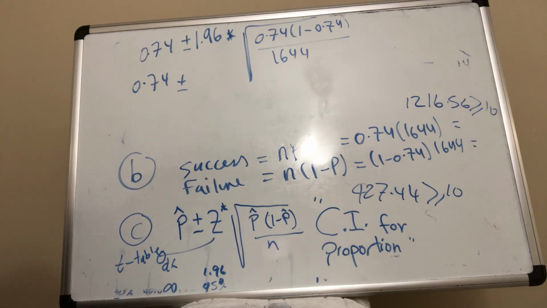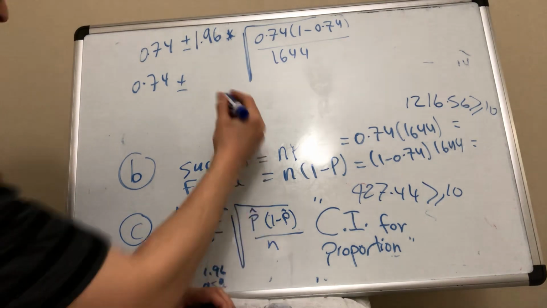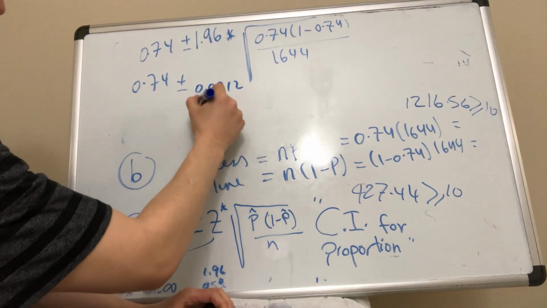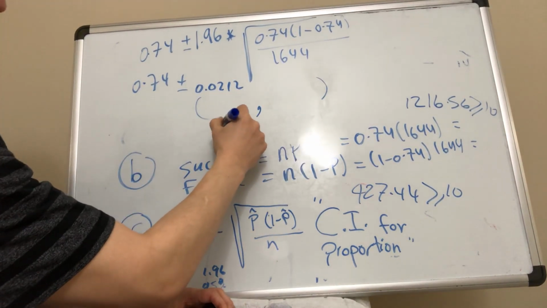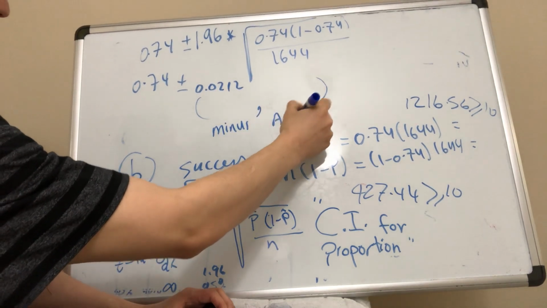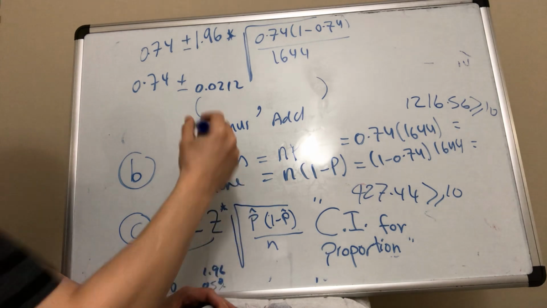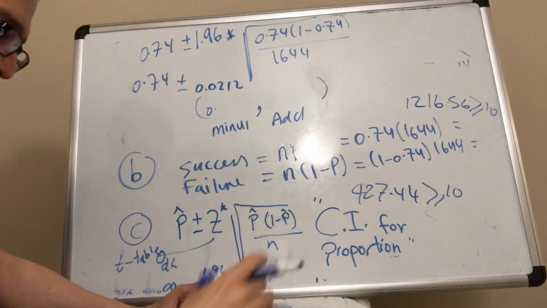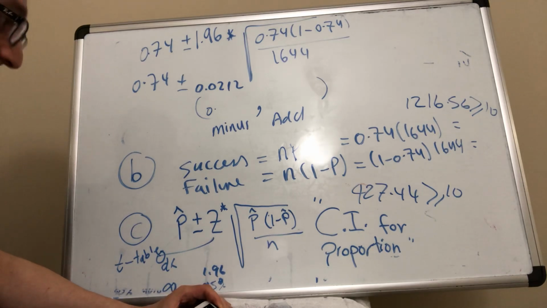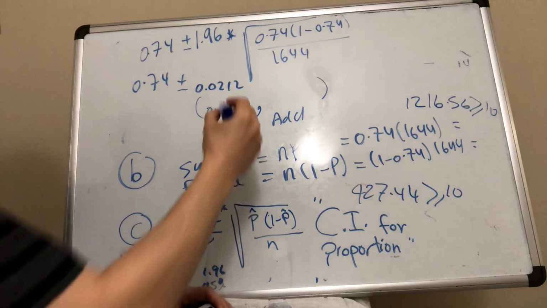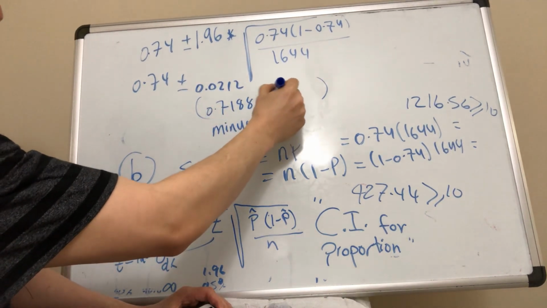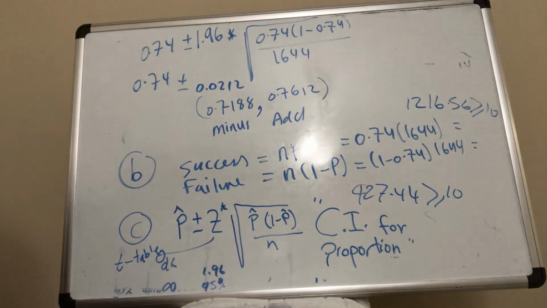So you do this in your calculator, and make sure that you try it yourself to know that you can find the answer. This would be 0.0212. So you open brackets, here you minus, and here you add. When you minus them, it takes you down to 0.7188, and when you add, it takes you to 0.7612.